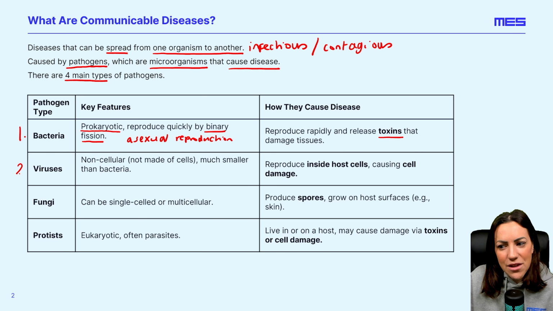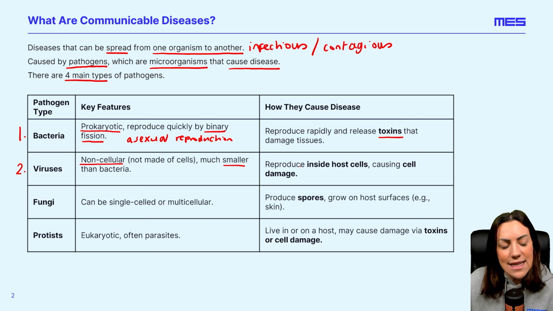The second type of pathogen is a virus. Now, viruses are actually not living things because they don't carry out respiration. And as we'll talk about in a minute, they can only replicate once they're inside a host cell. So they're not actually living things. They're also non-cellular. They are not made of cells. And this means they don't contain any common cell structures. So for example, they don't have a cell membrane. They don't have a cytoplasm. They are not cells. They're also much, much smaller than bacteria. So that's another comparison point that you can make.